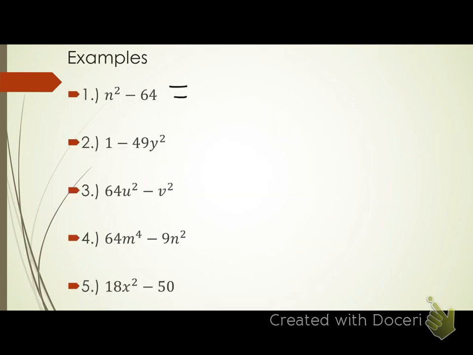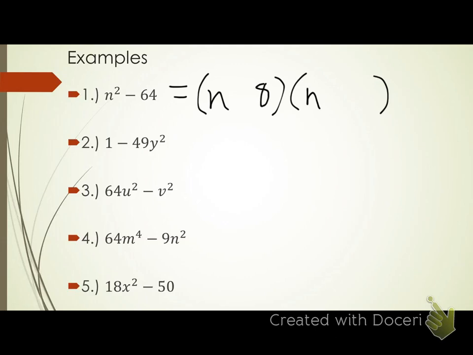So I'm going to go ahead and draw my parentheses. To get my a value for each set of parentheses, I take the square root of my first term. What's the square root of n squared? Let's see if we remember this. N. When I'm taking the square root of something, I'm asking myself what number or variable times itself gives me that value. So n times itself would give me n squared, right? So the square root of n squared is just n. Does that help make a little more sense? Okay. Square root of 64.